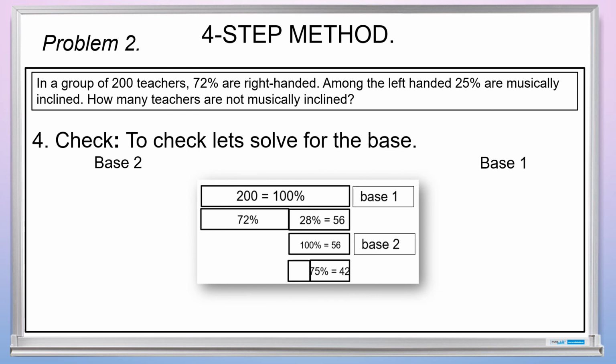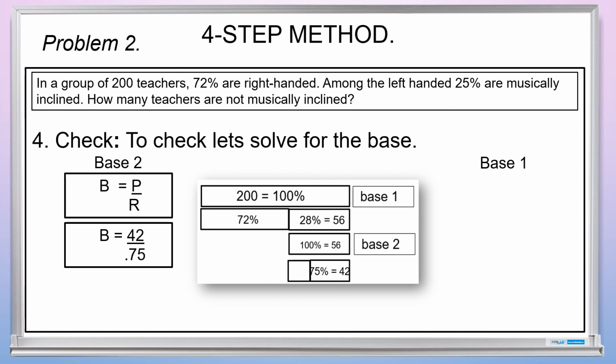The last step is check. I'll check by solving for the base or the rate. This time, I am going to solve for the two bases and check if my answer is correct. You can also check by solving for the rate. I am going to solve for base 2 first by using the formula B equals P divided by R. So P is the percentage and R is the rate. When changing them to mathematical symbols, 42 is the percentage or P and 75 hundredths is the rate when changed to decimal number. Dividing the two numbers, I get 56 as the quotient.